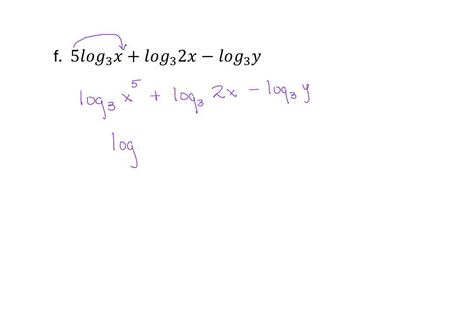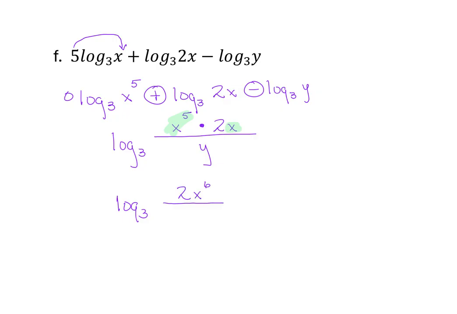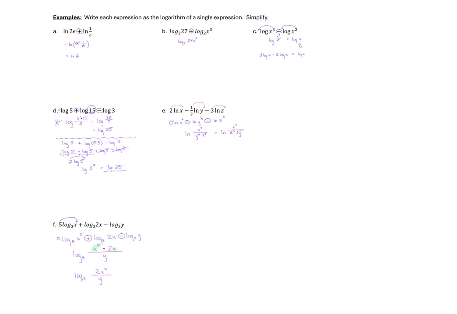All right, when we combine this, we have x to the 5th is positive, so it's going to go on the top. We have log base 3 of 2x is also positive. It goes on the top. And we have minus log base 3 of y, which means our y goes on the bottom. And we do want to simplify this. So the only thing that we need to do is we do want to go ahead and combine our x to the 5th times x, and that becomes an x to the 6th. We still have a 2, and we still have a y, and so our final answer will be log base 3 of 2x to the 6th over y. All right, now I think that's it.